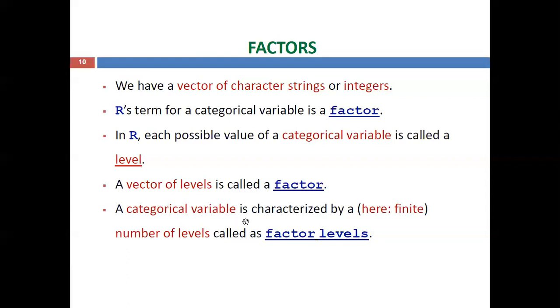A categorical variable is characterized by a number of levels, which are called factor levels. Here the categorical variable we will assume by default as finite. All the categorical variables are characterized by a number of levels, and that is called factor levels. So here, factor and factor levels.